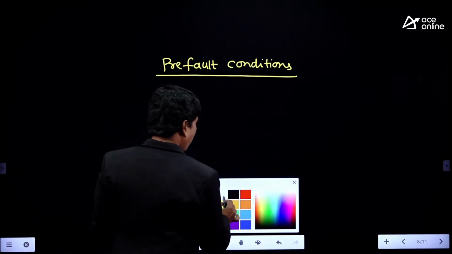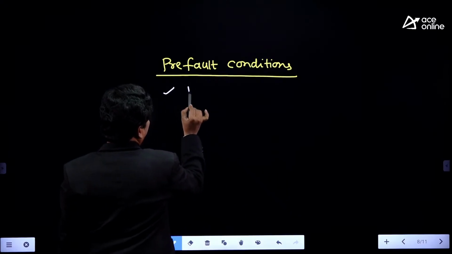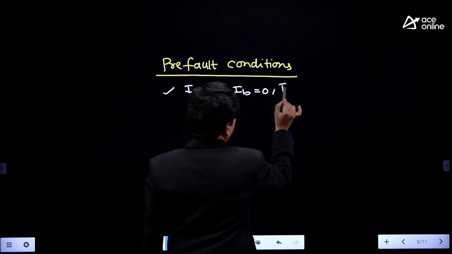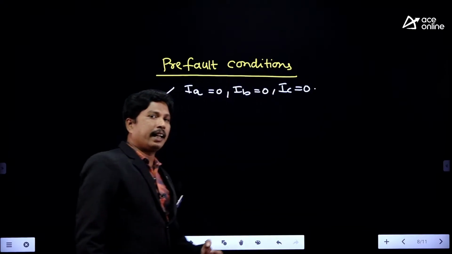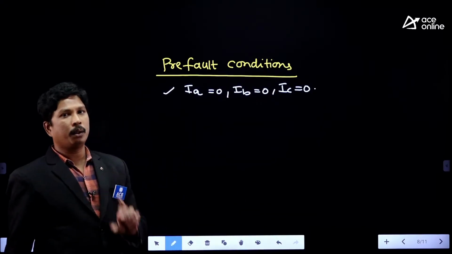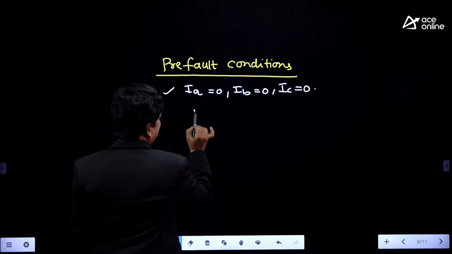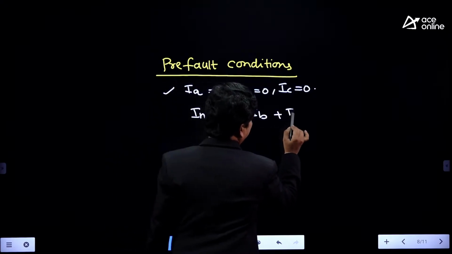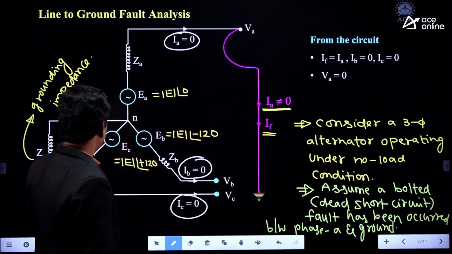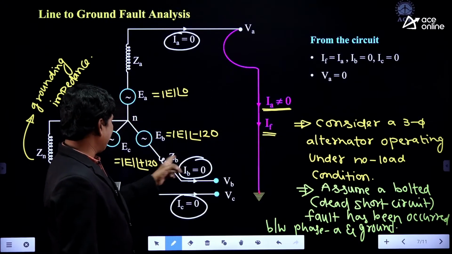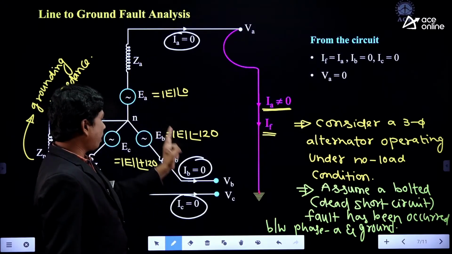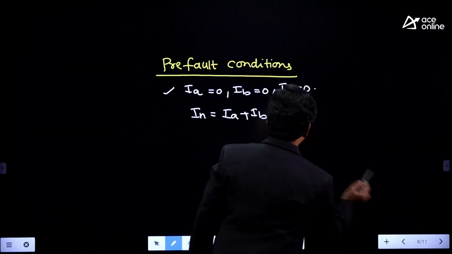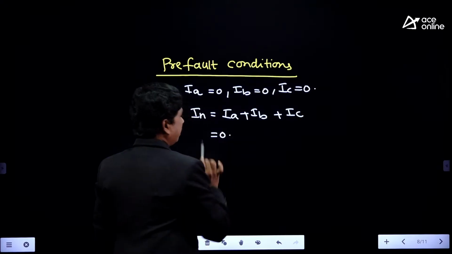Just check here. Before the fault in the system, we have IA equal to 0, IB equal to 0, and IC equal to 0. So all three currents IA, IB, IC are 0 before the fault. And the neutral current IN is equal to IA plus IB plus IC. Just check it. The neutral current IN is the entering current, and IA, IB, IC are the leaving currents. So as IA, IB and IC are 0, IN is also equal to 0.